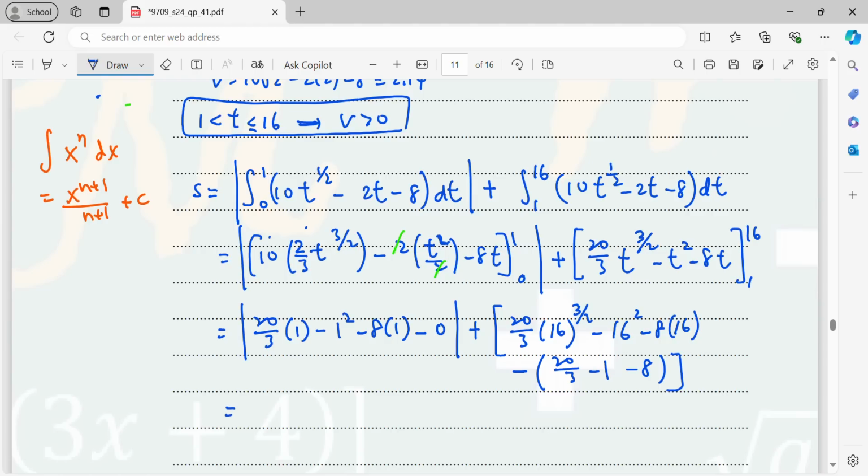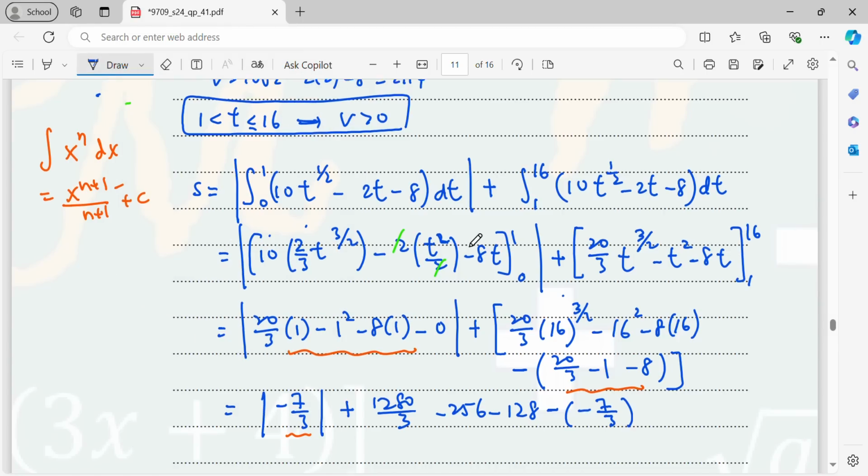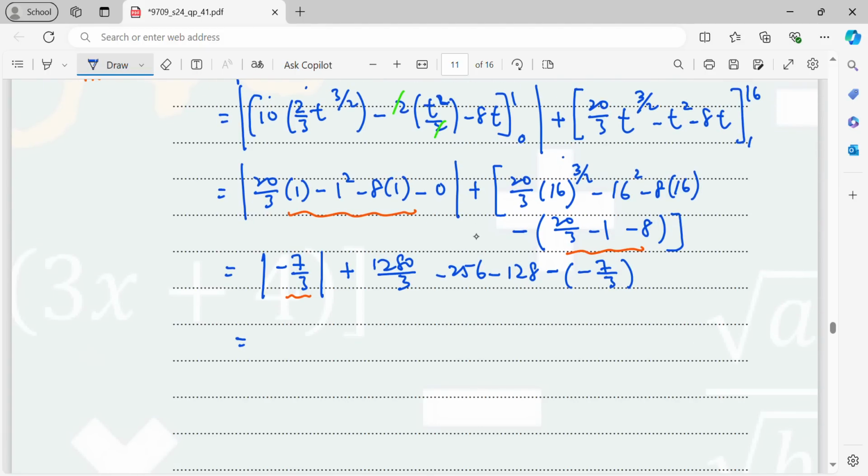Now for your information, the first one you will get modulus of negative 7 over 3, then followed by 1280 over 3 minus 256 minus 128. This will be the first three values from the square bracket. And then minus, now for your information, these three values are same as the previous. That means it will be negative 7 over 3. Alright, so the first value after the modulus becomes positive 7 over 3. And then all the rest, when you calculate all of this, it will be plus 45.